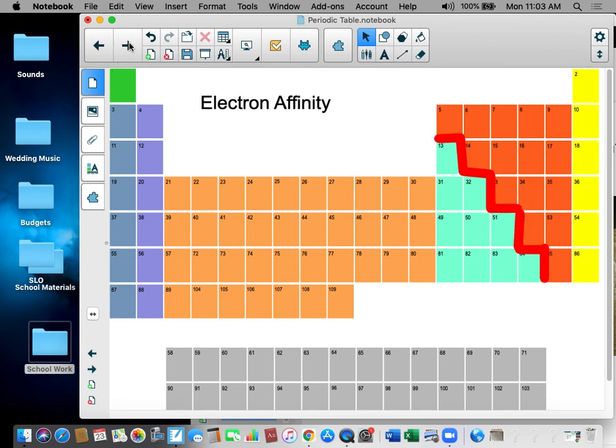Okay, for electron affinity, okay? All nonmetals are yes, they can gain electrons. All metals are no, including the semi-metals, with one exception, the last column here, we call them noble gases. Those are also no. All right.